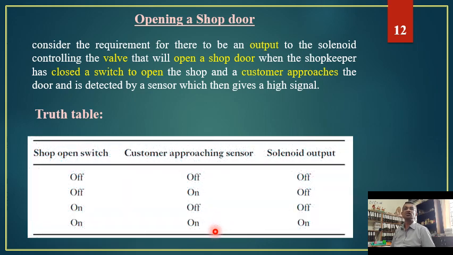Again, this is the truth table. As you can see, when input 1 is on, that is when the shop is open, and when input 2 is on, that is a customer approaching the sensor, then the solenoid output is on. In all other cases, it is off.